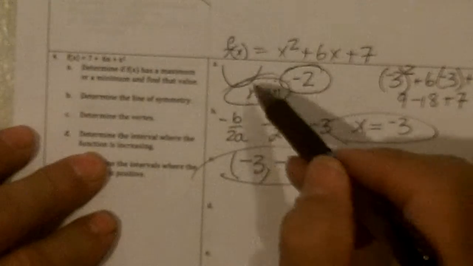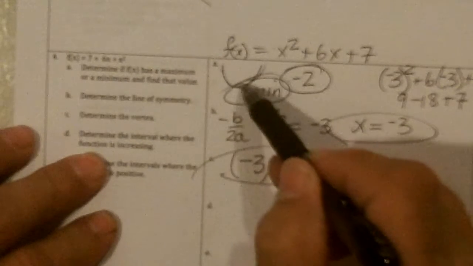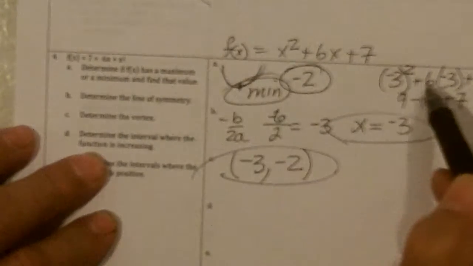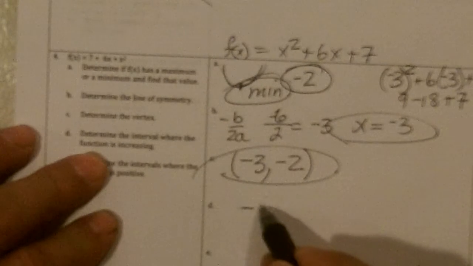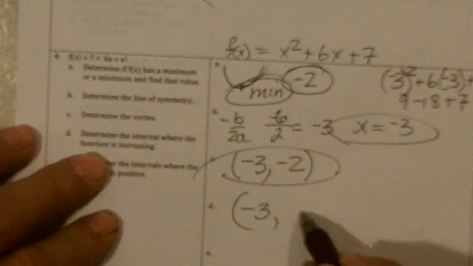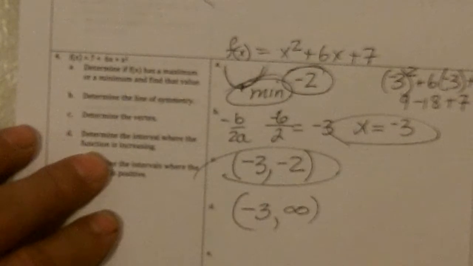When is this increasing? Well, since it's right side up, from the vertex to the right it'll be increasing. The vertex is at minus 3. So from negative 3 on to the right, it's increasing.